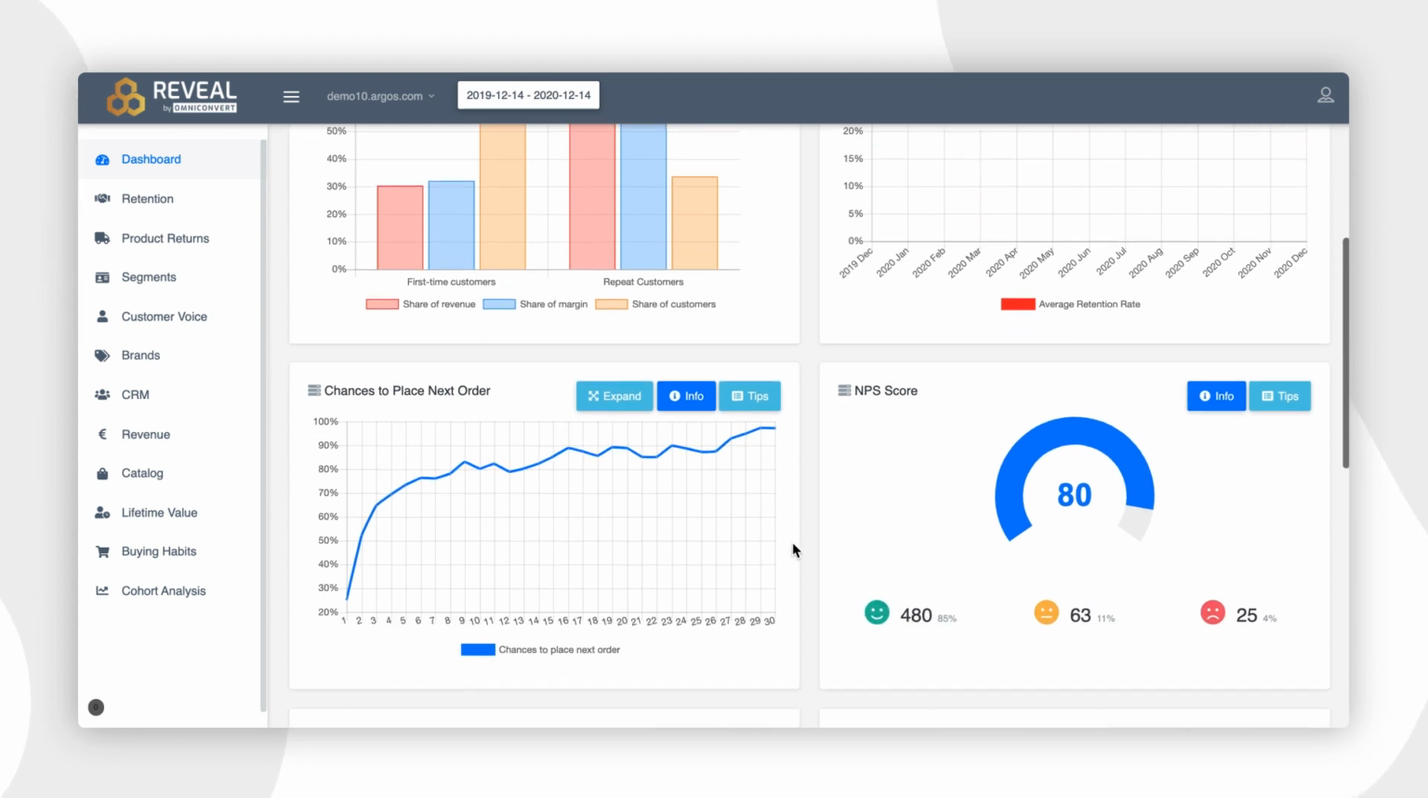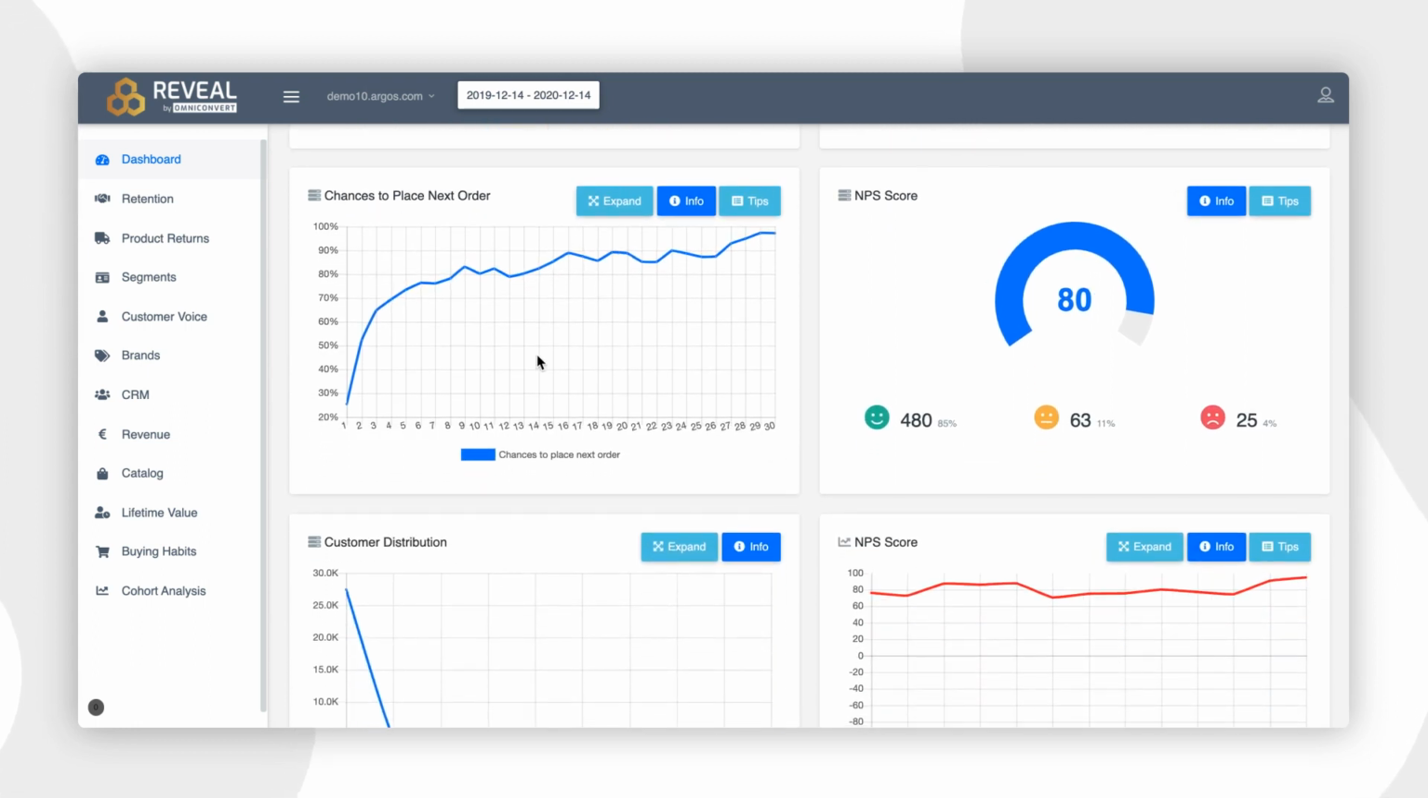Chances to place the next order. This report shows you the potential for a customer to place another order according to your historical data. The reason why this metric should be in your focus is that it helps you to visualize, one, the point after which your customer have the highest chance to become loyal, and two, where is the highest drop-off in the order history?